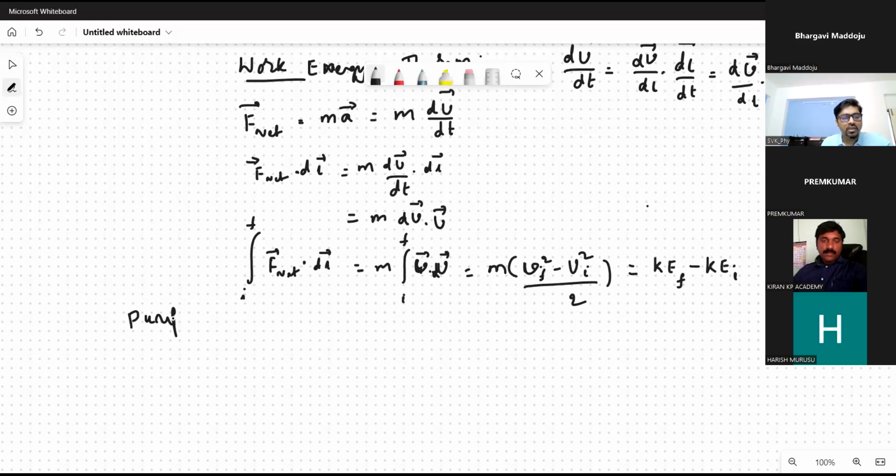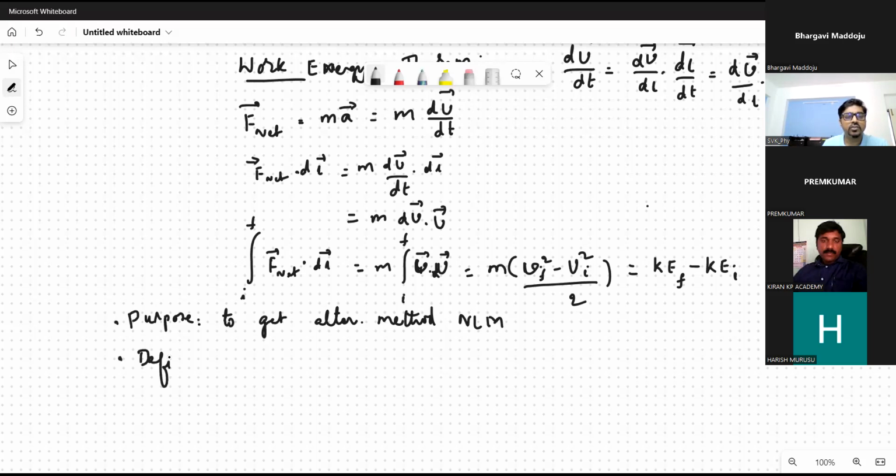The purpose is to get an alternative method to Newton's laws of motion. Whenever you see that Newton's laws of motion is becoming a complicated method, then you go for it. This is the purpose of it. But more importantly, it gives definitions.